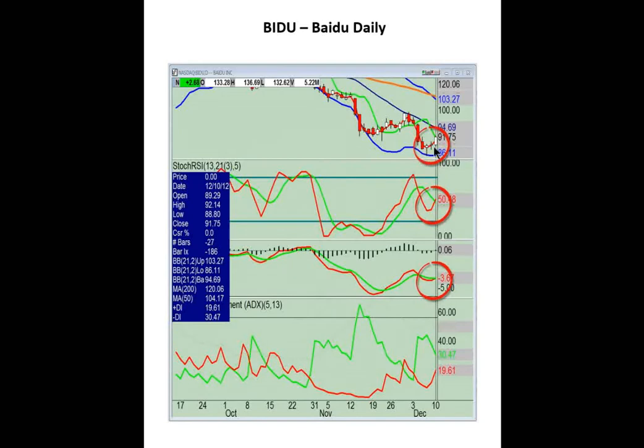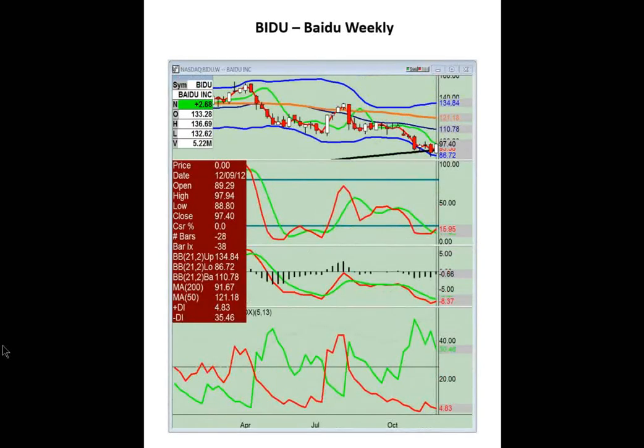Daily chart, poised to go. We've got divergence, crossing, crossing, crossing. Entry there, 91.5, 92, somewhere in that range. Weekly at the time was bouncing off the 200, tired, poised to go up. This is catching a corner.